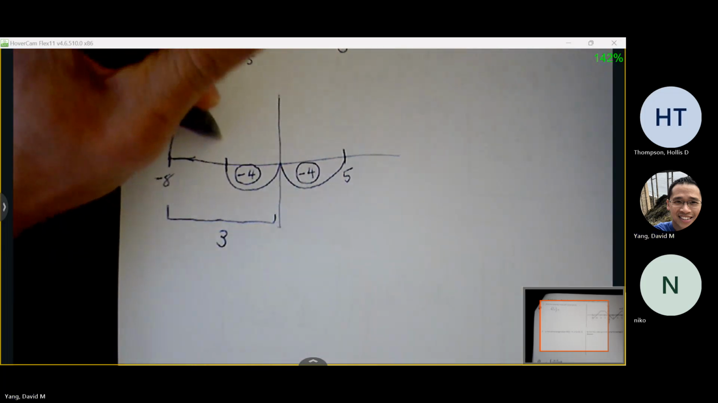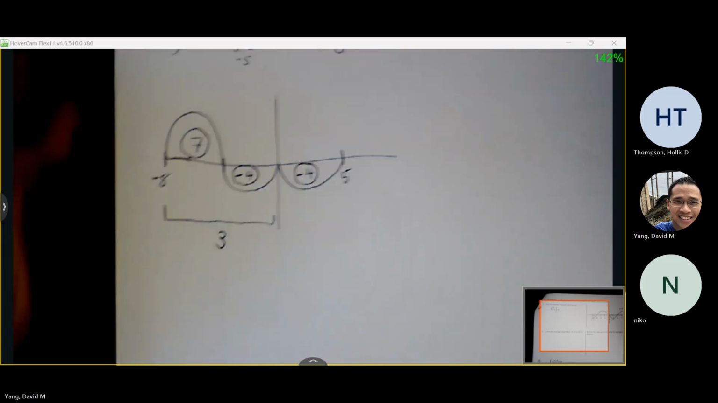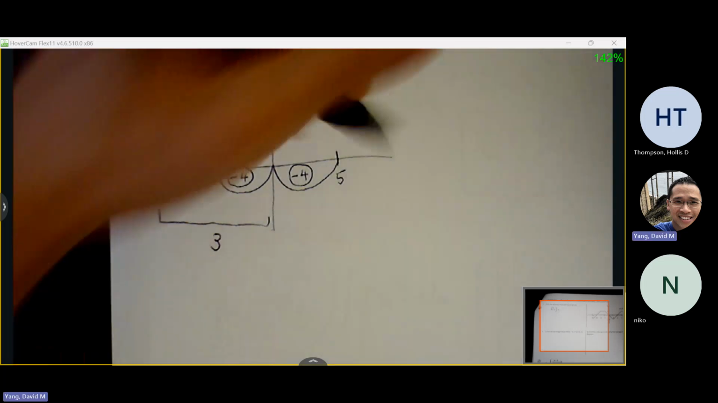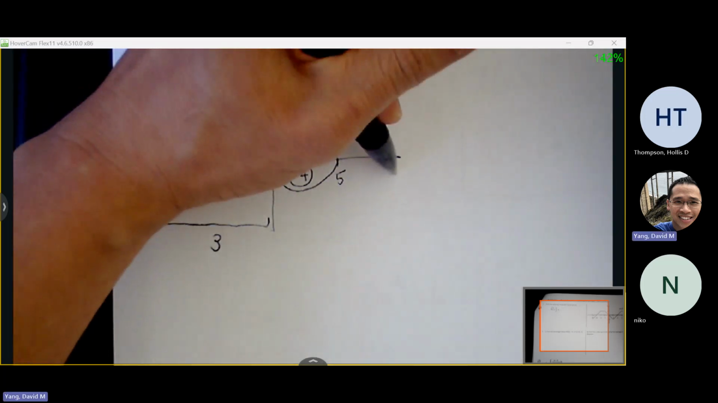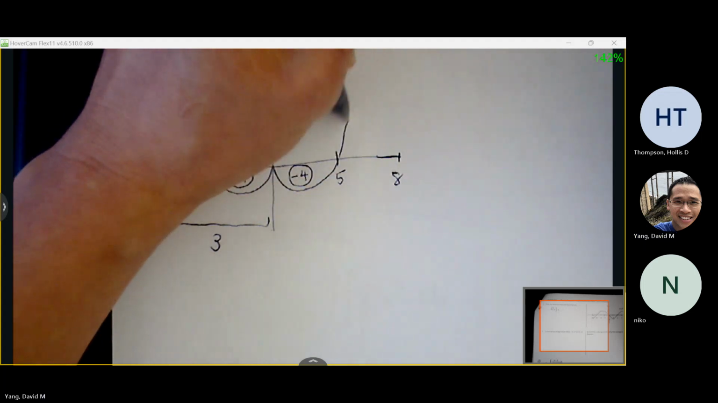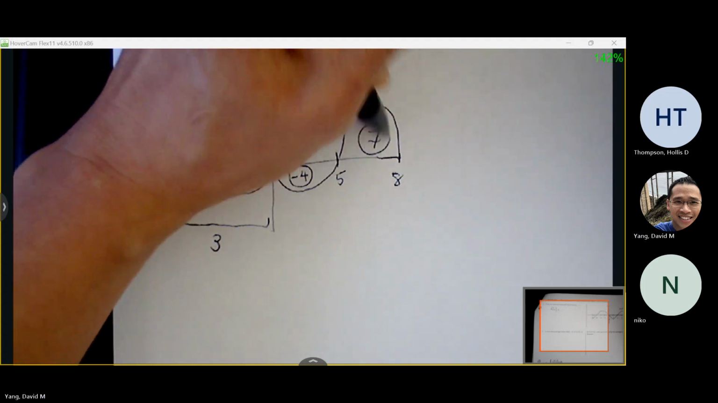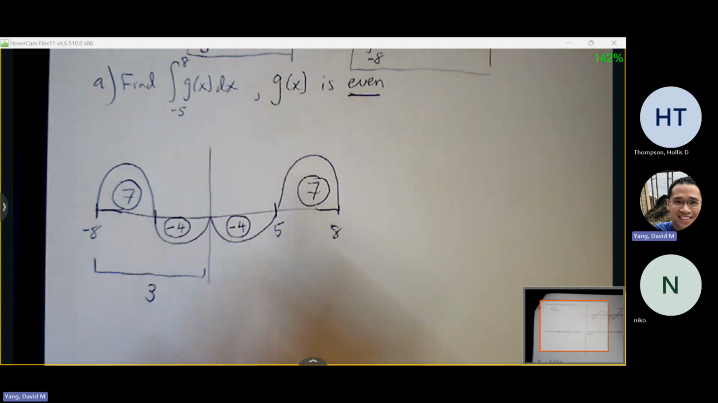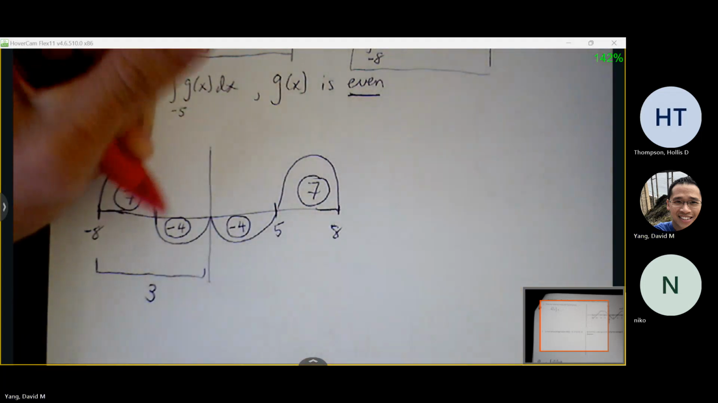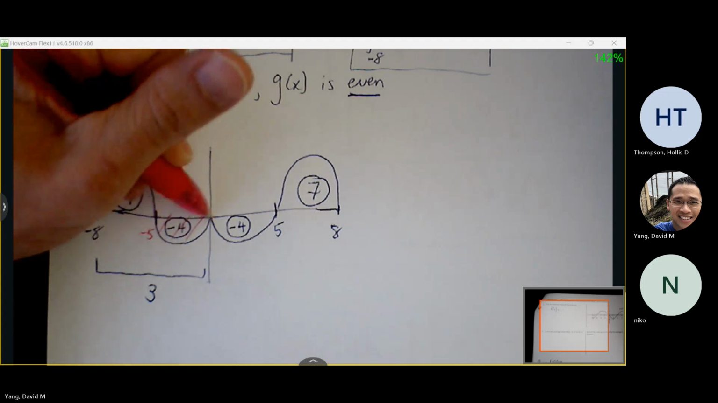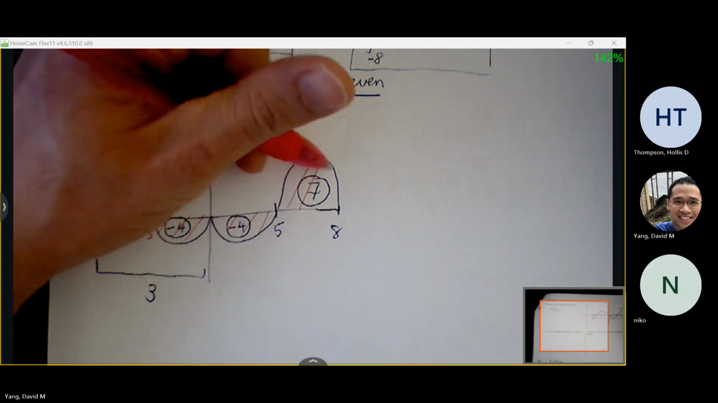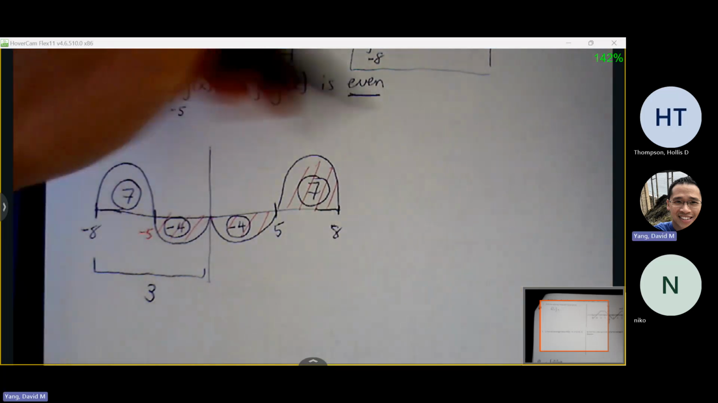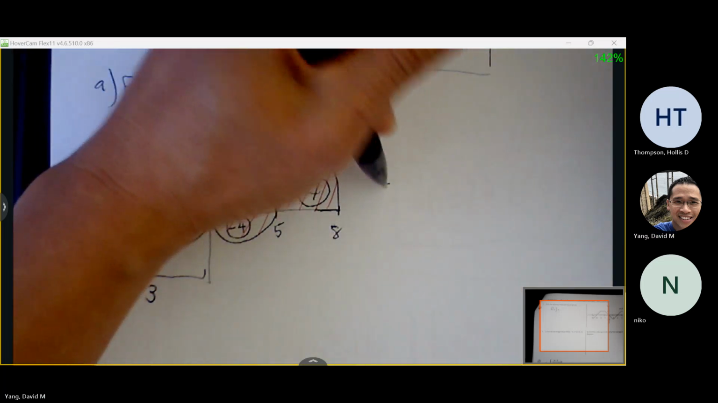7. So this side is 7. What do you know about the other side? Also 7. Okay, so now we can add up the region that they're asking us from -5 to 8. -8 plus 7 is -1.